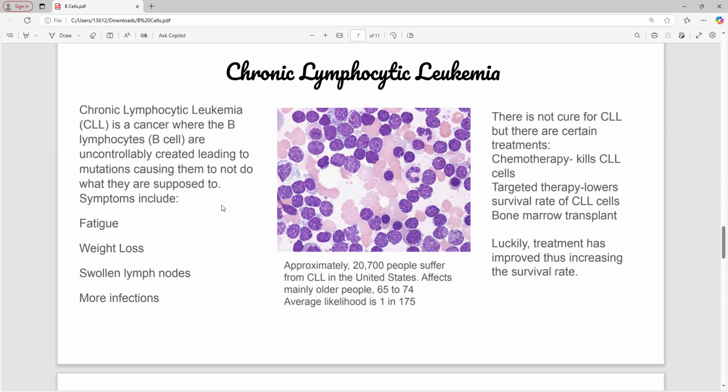Fortunately, treatment is improving, which is leading to an increase in survival rate. About 20,700 people suffer from CLL in the United States. CLL mainly affects older people, 65 to 74, and the average likelihood of getting CLL is 1 in 75.